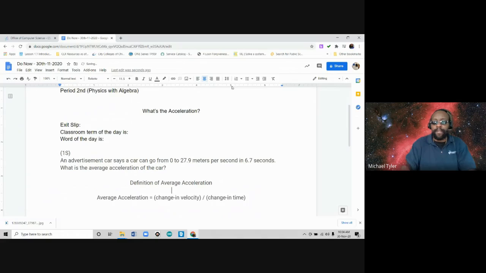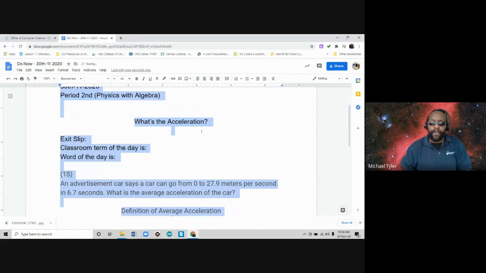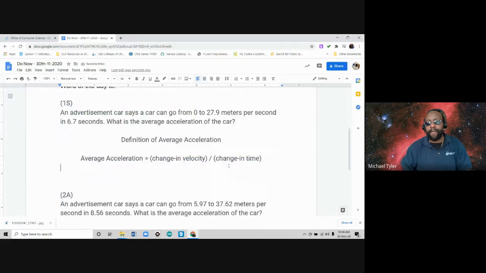Okay, so I think you guys can see all that. Let me change it to 14 in case that's not visible enough for you. Just be able to see that part at least.